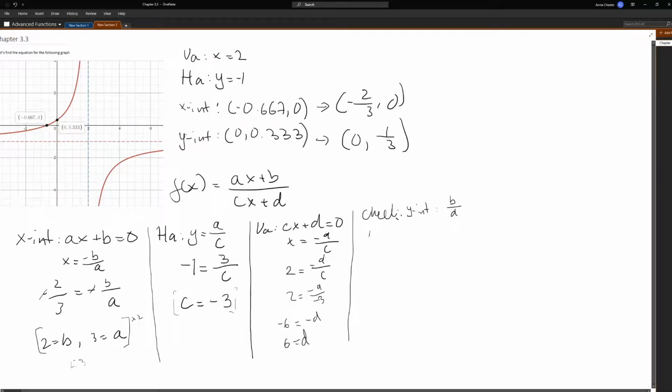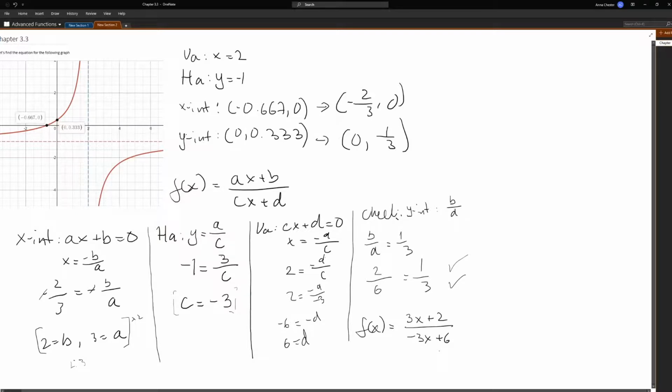We know that b over d has to equal 1/3. So our b value equals 2, and our d value equals 6, which again equals 1/3. Therefore, we did this correctly. Now we could just write f of x equals our values that we found, so (3x + 2) over (-3x + 6).